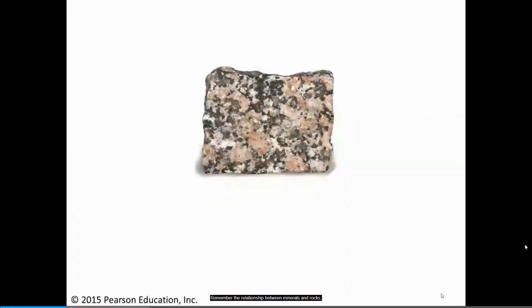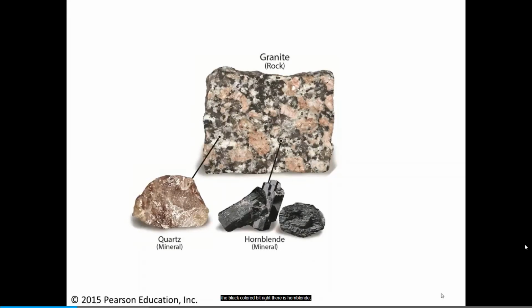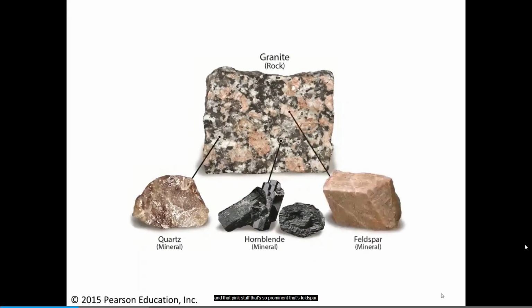Remember the relationship between minerals and rocks. This is an example of the rock known as granite, and you can see that there are different colored patches to this granite. Those different colored bits are minerals. For instance, the gray colored bit right there is quartz, the black colored bit right there is hornblende, and that pink stuff that's so prominent, that's feldspar. So we're going to be focused on the minerals today so that in later labs we can learn how to use the minerals to identify rocks.